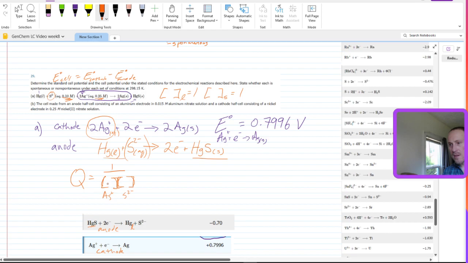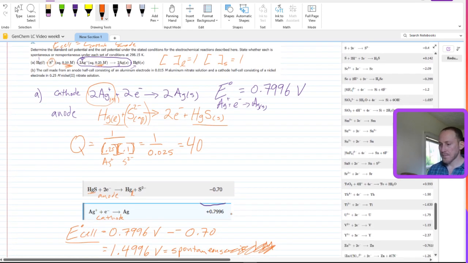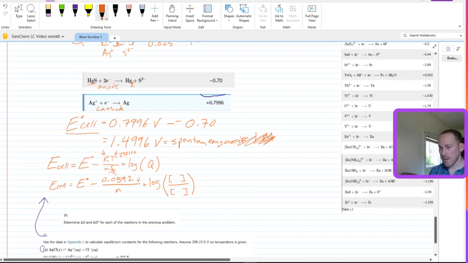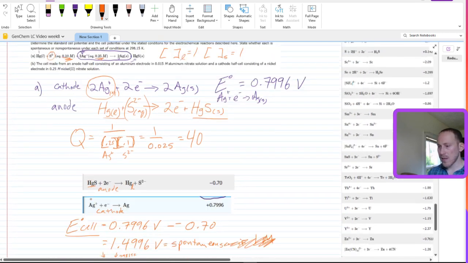And that's going to be 0.25 molar times 0.1 molar. So it's going to equal 1 times 0.025, which is going to be a very big number, I believe. Yeah, it's going to equal 40. So let's see. So I think we're looking at a not spontaneous thing, right? Because this was like 1 over 0.025. That's going to equal, and it looks like we're talking about a 2-electron scenario here, right?